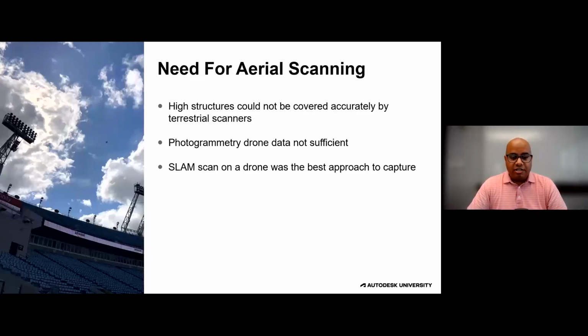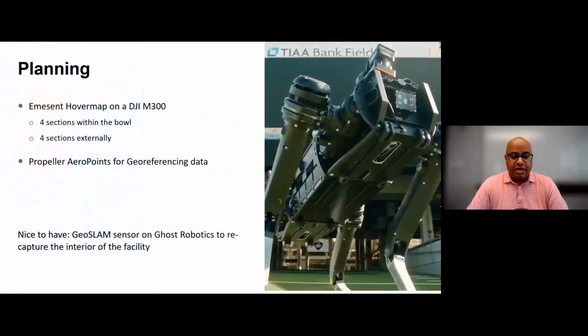So we needed to get a drone with a SLAM scanner on it, so we can capture those details higher up. And the plan, again, like we always emphasize on planning, right? Failing to plan is planning to fail. So we don't want to do that. We want to plan accordingly. And the plan here was to use an Emerson Hovermap on a DJI M300.